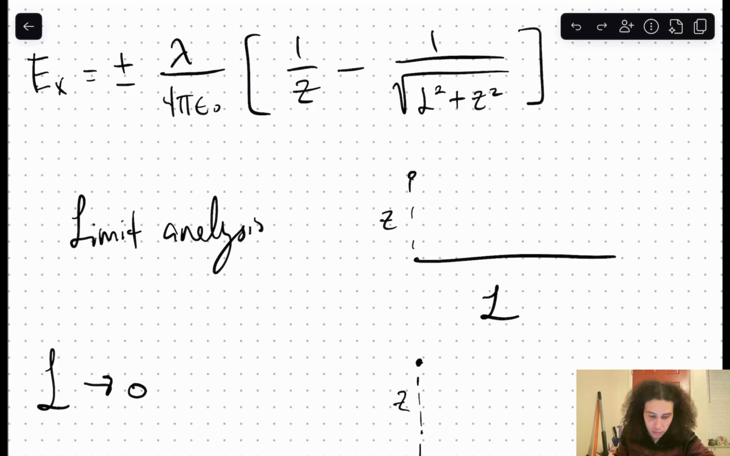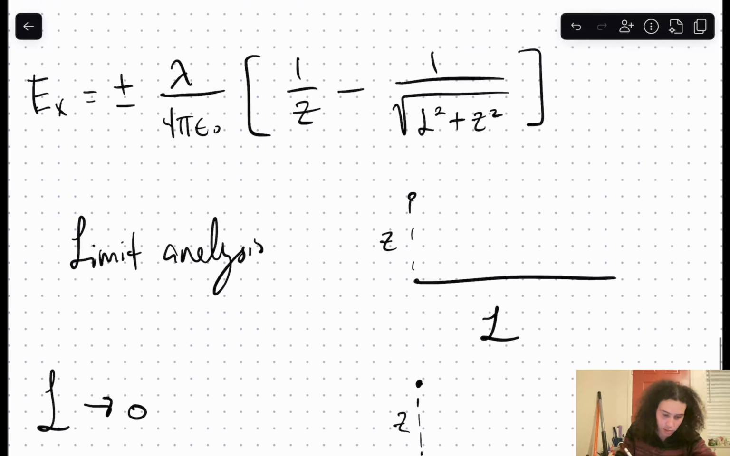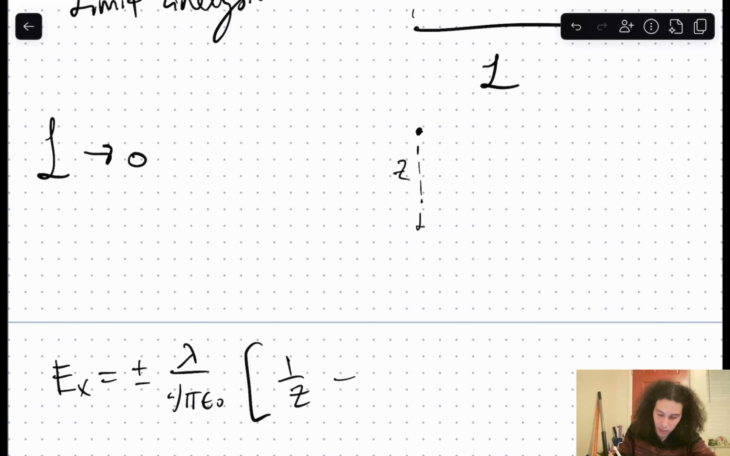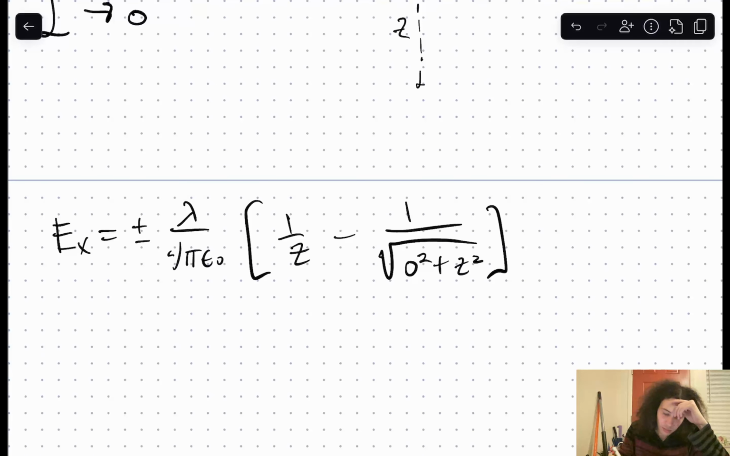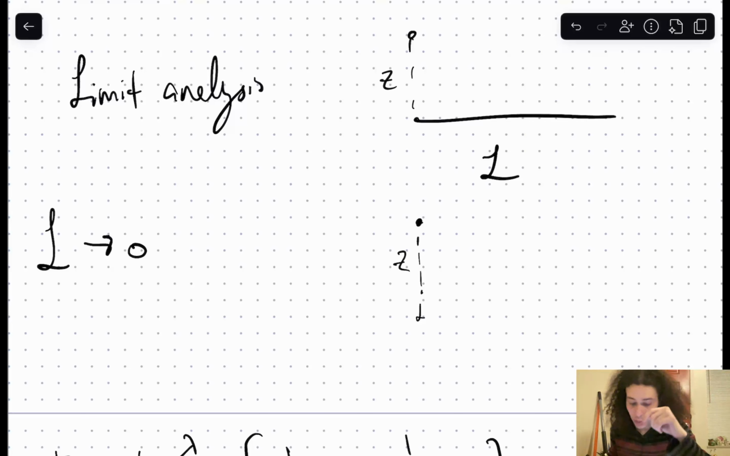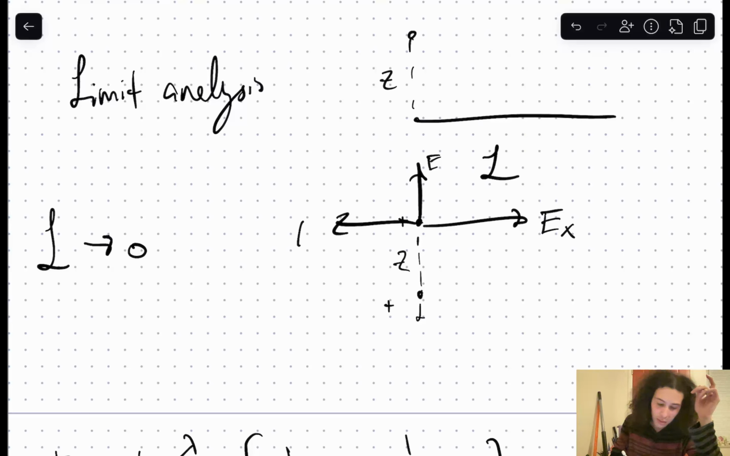So EX equals plus or minus lambda over 4 pi epsilon naught times 1 over Z minus 1 over square root of 0 squared plus Z squared. And again, you get this type of situation here, where the square root is going to cancel the square on the Z. You're going to get 1 over Z minus 1 over Z. That's just 0. This whole thing is just 0. Does that make sense? Well, think about it. If you have a point charge here, both of these are positive. You're going to have an electric field that way. There's not going to be any EX component.